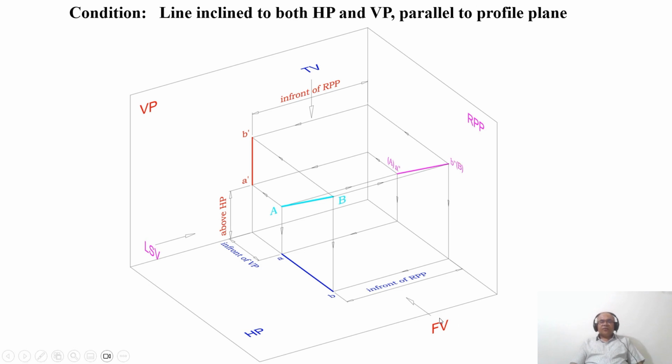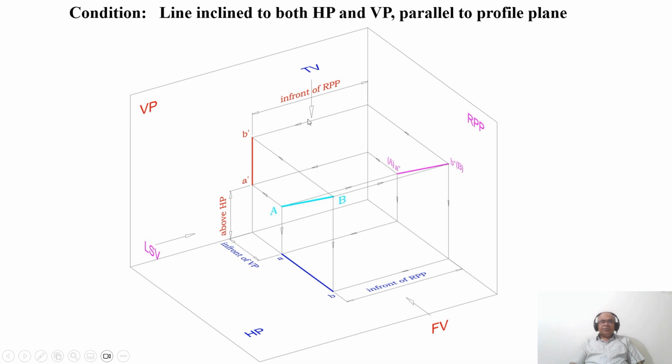You can see that in front of RPP is seen in the vertical plane, and when you look from the top view, you can see that in front of RPP is also seen from the top view. So when you look from the front view, the point A is projected to A dash and the point B is projected to B dash. Both A dash and B dash are on the same line. Therefore, you get a vertical line in the front view.